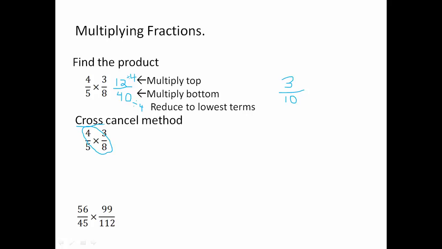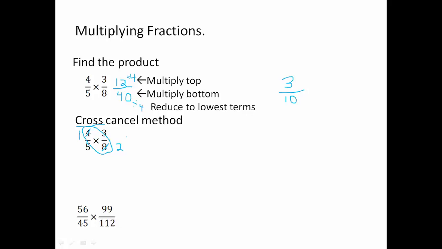4 and 8 can both be divided by 4, so I'm going to go ahead and do that just like I did in the first example. I'm going to cross out the number and write the result. 4 divided by 4 gives me a 1. 8 divided by 4 gives me a 2. I'm not writing down what I divided by, I'm writing down the result right next to the number.